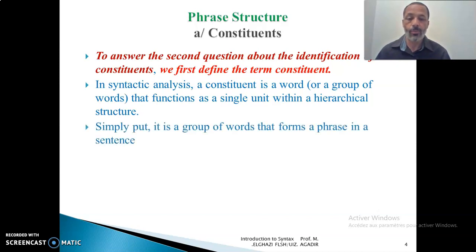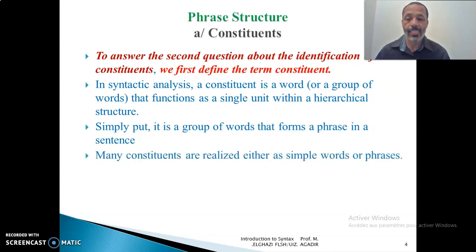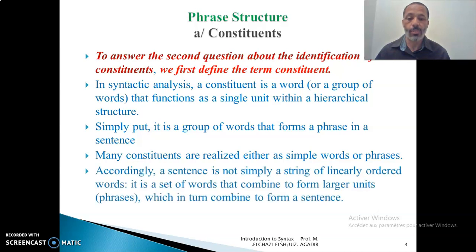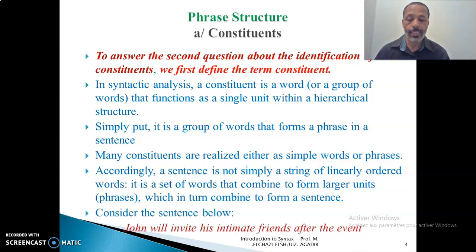Simply put, a constituent is a group of words that form a phrase in a sentence and has a function. Many constituents are realized either as simple words, just one word, or as phrases. Accordingly, a sentence is not simply a string of linearly ordered words. It is a set of words that combine to form larger units, phrases, which in turn combine to form a sentence.